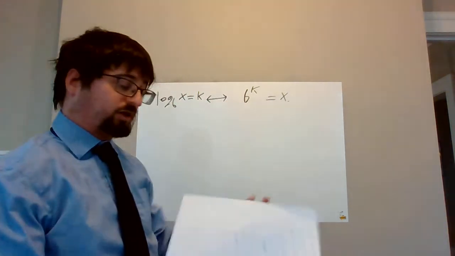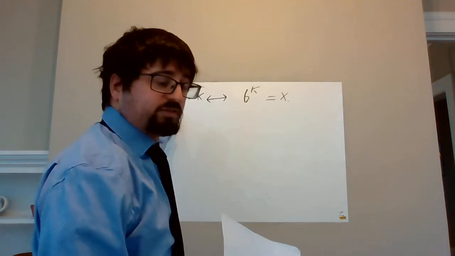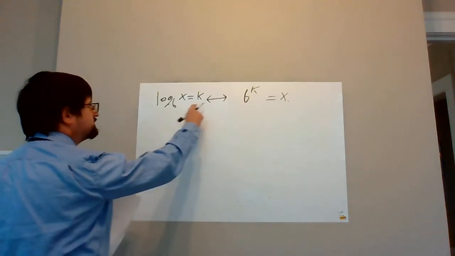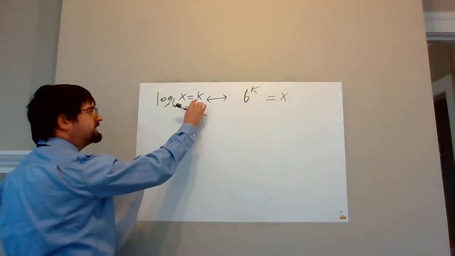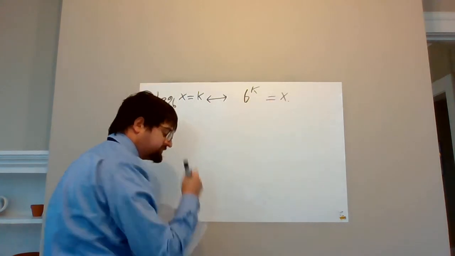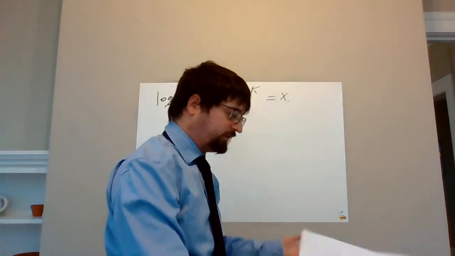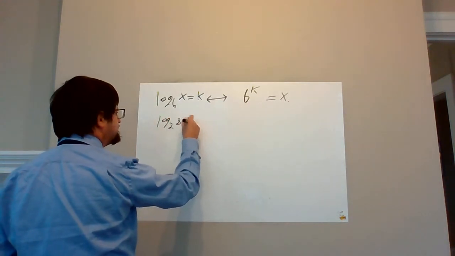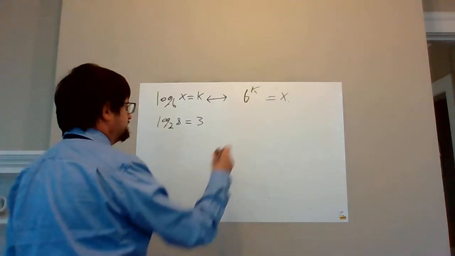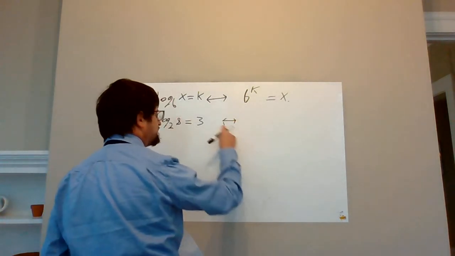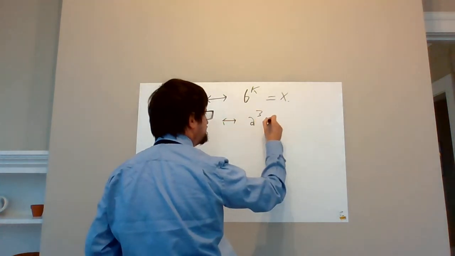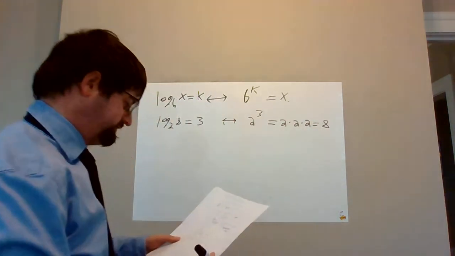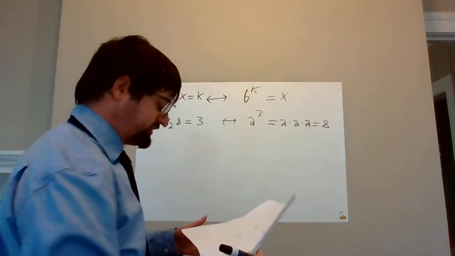But, as often is the case, we'll want to also be able to think of this as a function. So log base b of x will be the function which tells us what k is such that b to the k equals x. All right, so for example, log base 2 of 8 equals 3 because, or equivalent to, 2 cubed is 2 times 2 times 2, which equals 8.